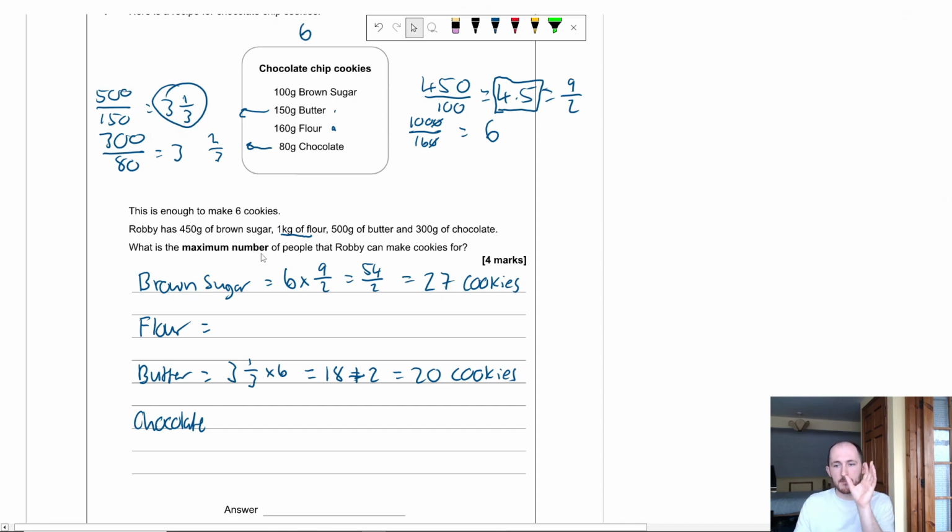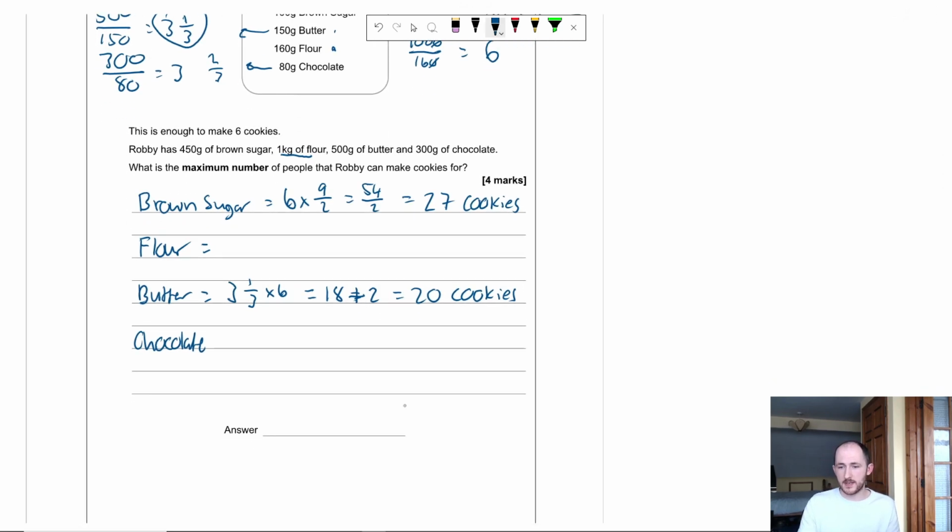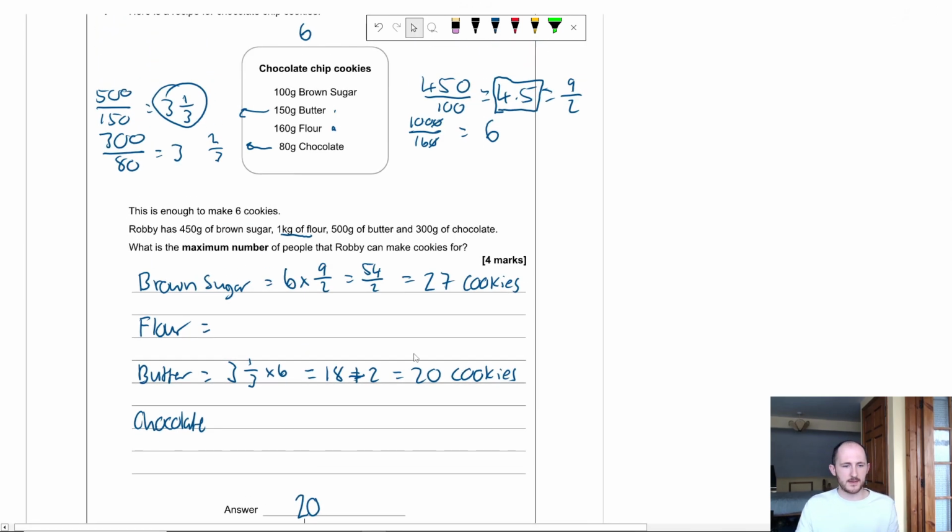So, the maximum number of people that Robbie can make cookies for is going to be 20 people. Because that is my limiting ingredient. So I hope that makes sense. Okay, you don't need to work out all of them, just work out the smallest one.